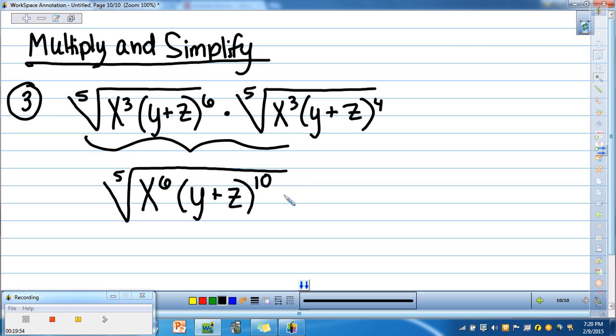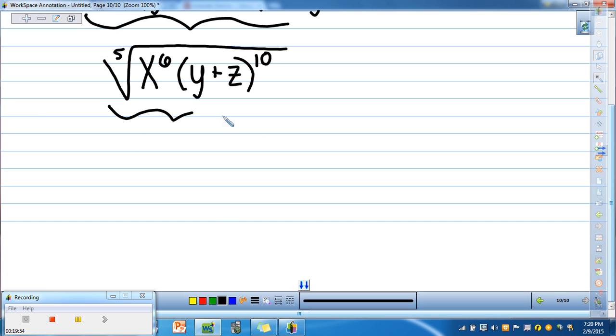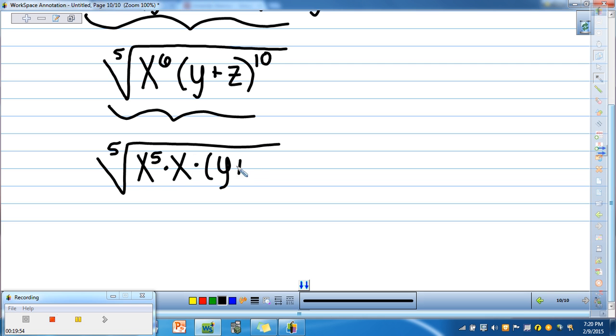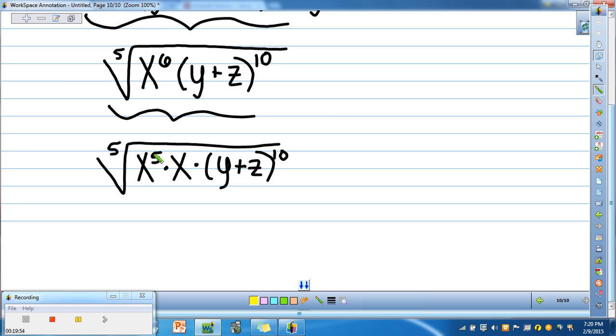When we go to take the fifth root of this, we can split apart x to the sixth into x to the fifth times a single x. (y plus z) to the 10th is already a perfect fifth because 10 is a multiple of 5. This is like (y plus z) to the fifth times (y plus z) to the fifth. So let's highlight the perfect fifths and take the fifth roots, bringing those numbers out in front.